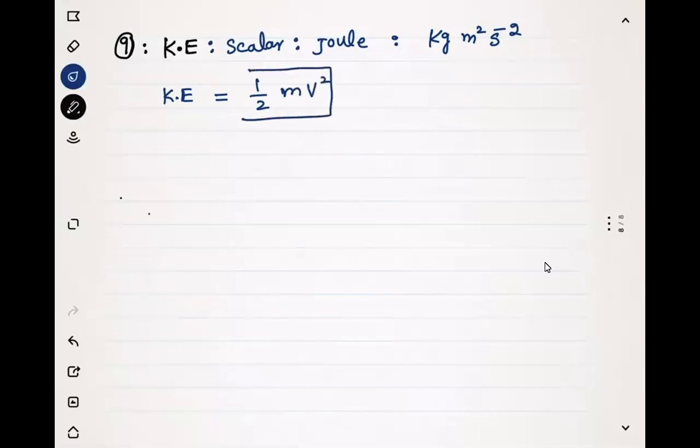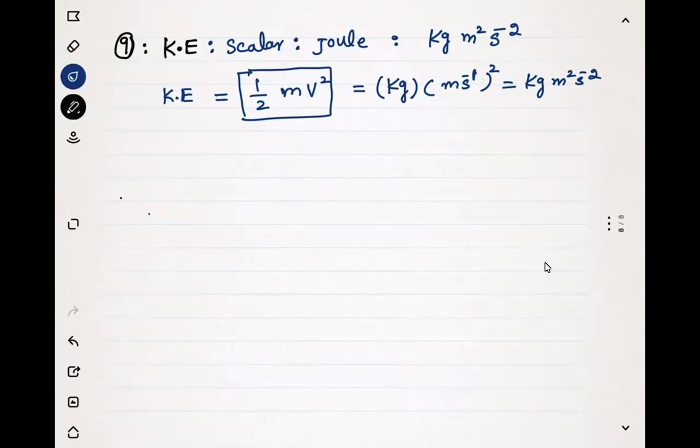So the unit could be written as: 1 over 2 has no unit. Unit of mass is kilogram, and unit of speed is meter second minus 1, and whole square. So it would become kilogram meter square second minus 2. This is quantity number 9, that is kinetic energy.